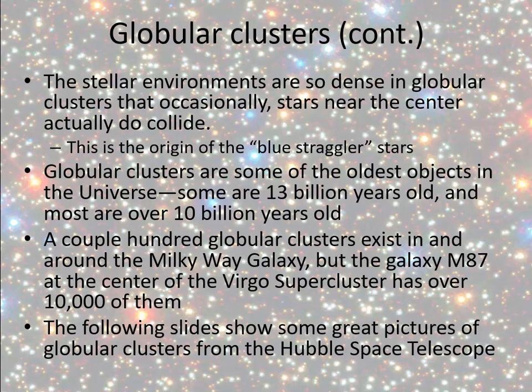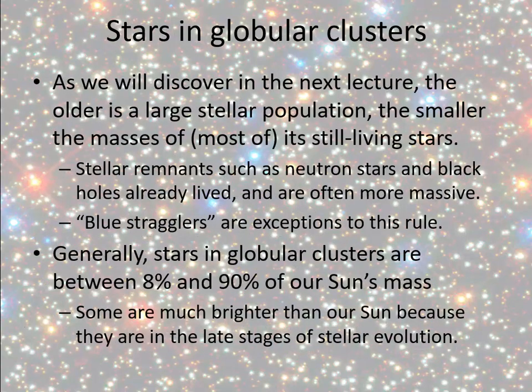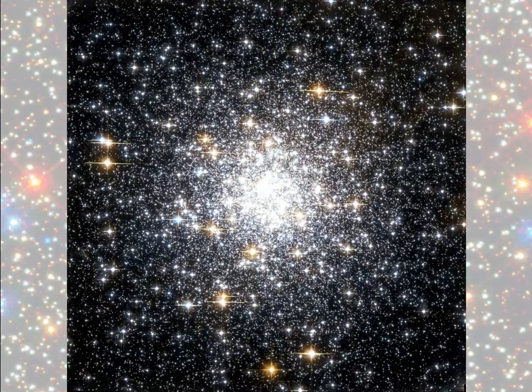In fact, some of them in our galaxy are about 13 billion years old, making them the oldest objects in our galaxy. Our galaxy has a couple hundred of these things, but the galaxy M87 has over 10,000 globular clusters. The stars in globular clusters are going to be old stars, which means that they're not going to be all that massive. Typically, the individual stars are between about 8% and 90% of our sun's mass.